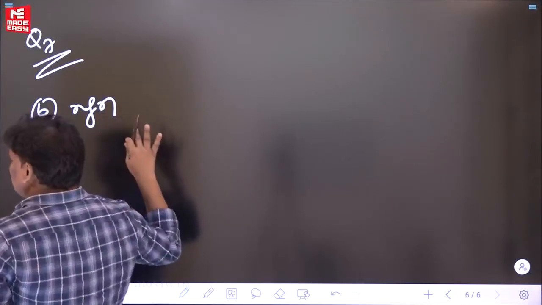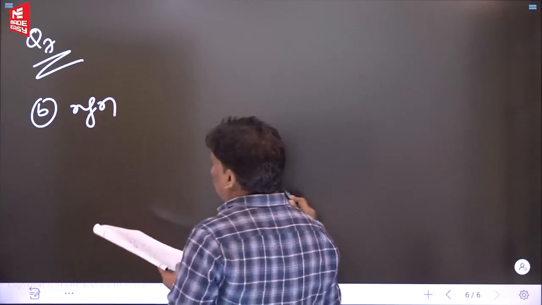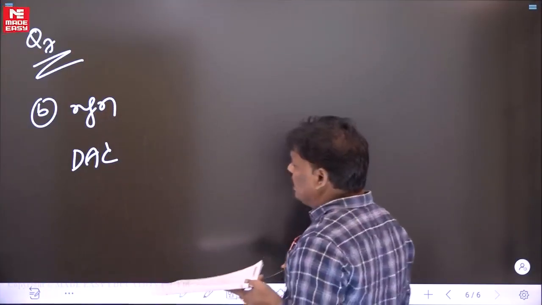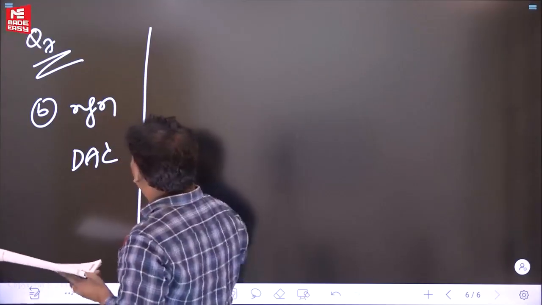To find the inversions in the given array, how much time will it take? n log n time using divide and conquer. Without divide and conquer, n square. Using divide and conquer, n log n. For question number 7, the answer is B. Go to the next one now.